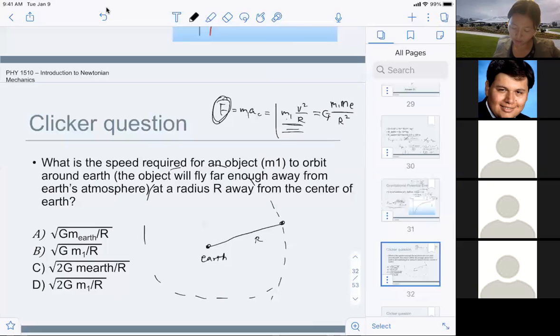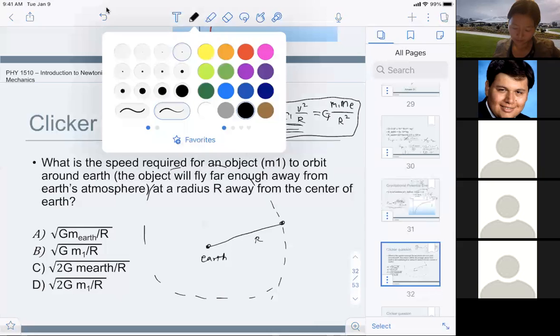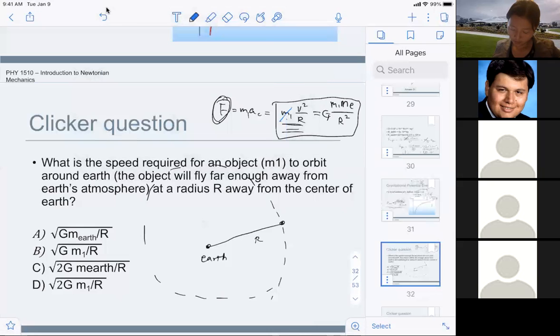Yeah. All right, so from here we can calculate our velocity, right? Then m1 cancels, one of the r cancels, and then we just have V equals square root of G M Earth over R. Yes, so I think it's A. Yes, that's it. Very good. Excellent. Okay, I will see you in the main session then. Good job.